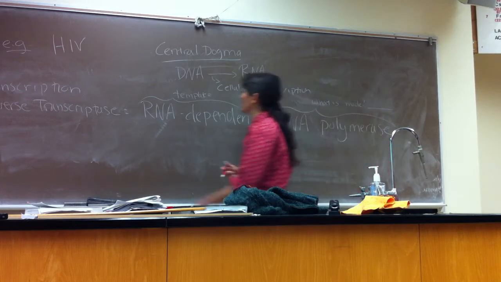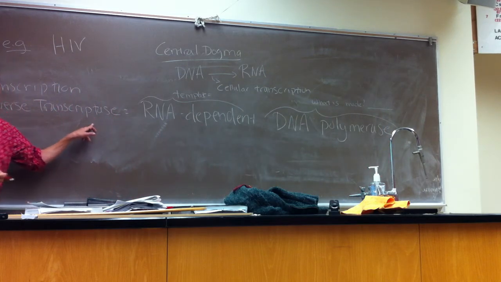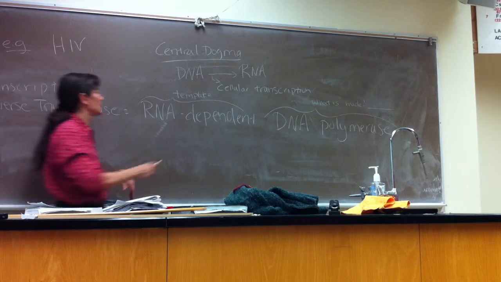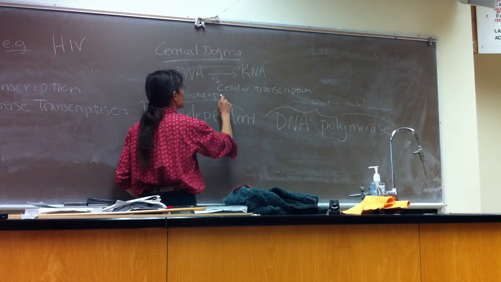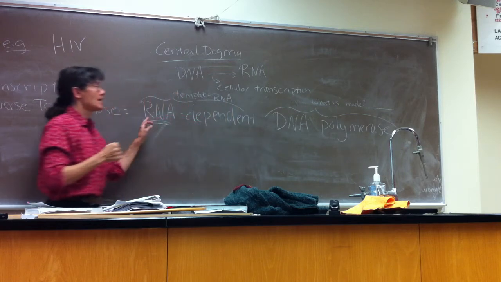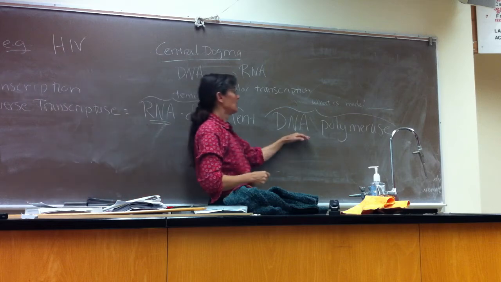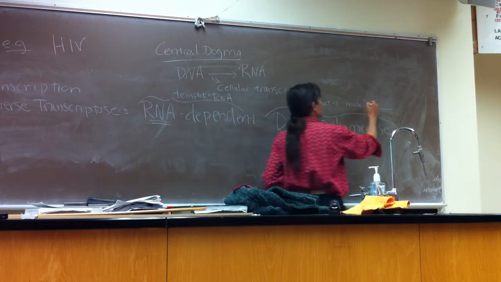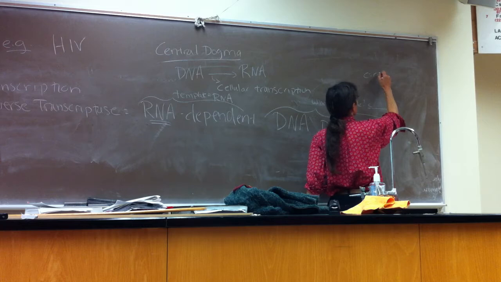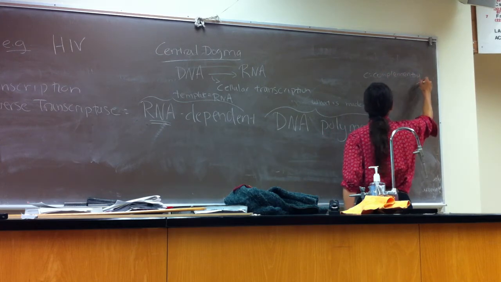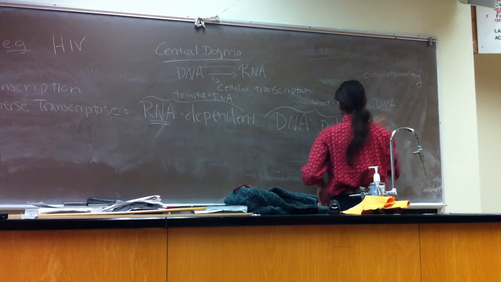I'll just put a space here. So reverse transcriptase of HIV, what is the template? RNA, right? That's the template, the guide. And using that RNA template, what will the enzyme produce? DNA, exactly. So I'll put C. C stands for complementary DNA. So complementary DNA is produced.